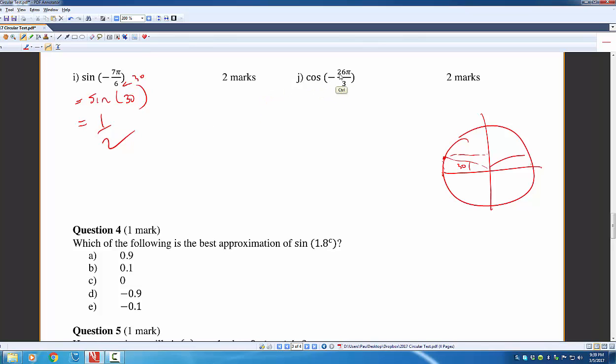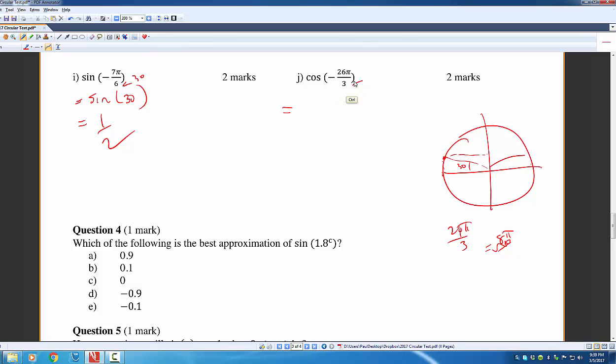Cos of negative 26 pi on 3. Alright, well I know that 24 pi on 3 equals 8 pi. So 8 pi means that's 4 lots of 2 pi. So basically we're going in the negative direction once, twice, 3, and then a 4th time. Now we're going in the negative direction 2 pi on 3 further than that, because that's 24 pi.